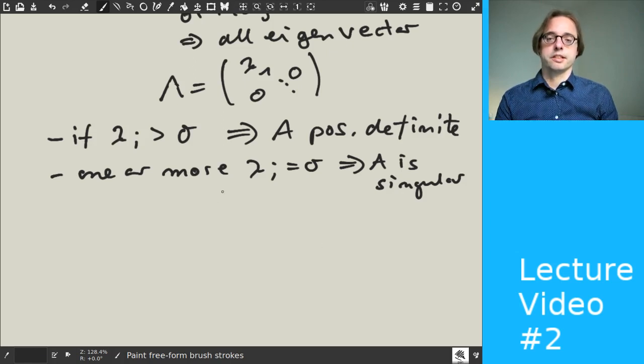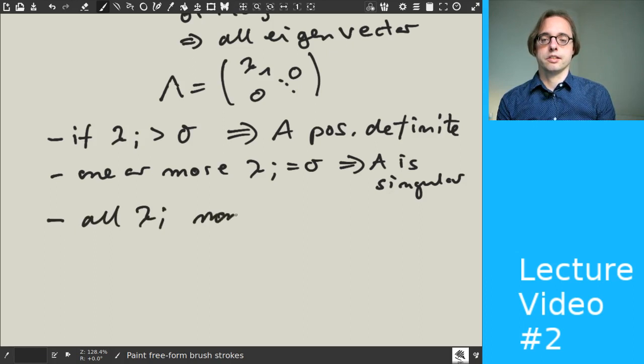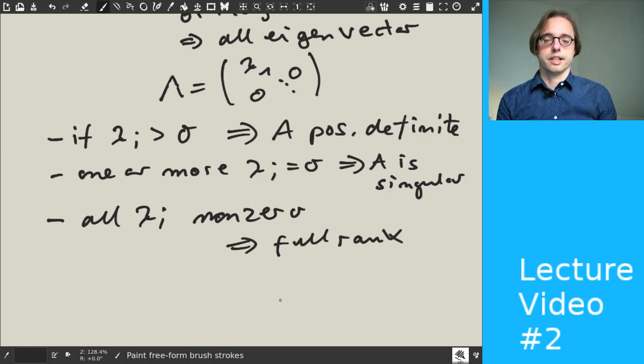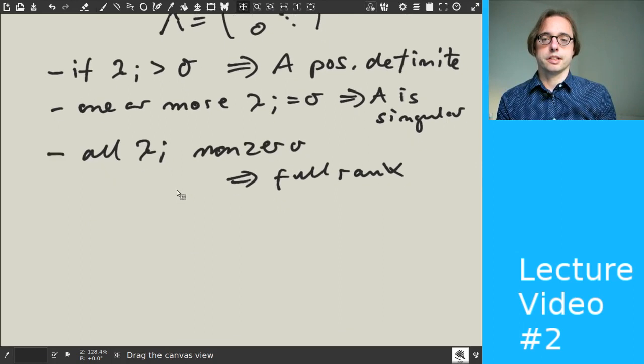So related to this is also the notion of rank. So if all the eigenvalues are non-zero, then it has full rank. All lambda i non-zero, then A is full rank. So then we have an interesting connection. So you can see eigenvalues are quite useful.